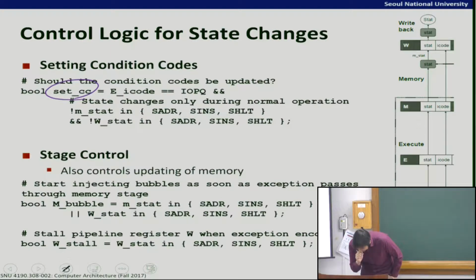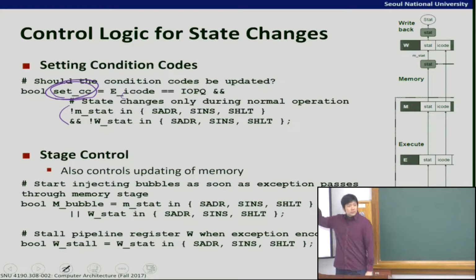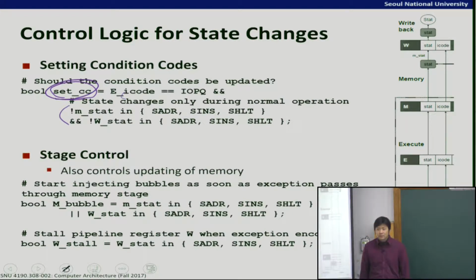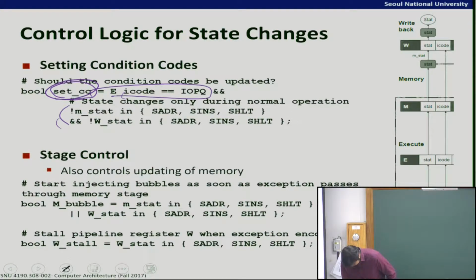So here, the setcc flag is true if the instruction code is one of the OPQ instructions, then we actually have to update the condition code. And what this condition state is, if there's no exception-causing instruction in the later stages, then we update the condition code. But if either of the two instructions in the later stages, the M stage or W stage, causes an exception, then we don't update the condition code. Basically we guard our original condition with these exception conditions.